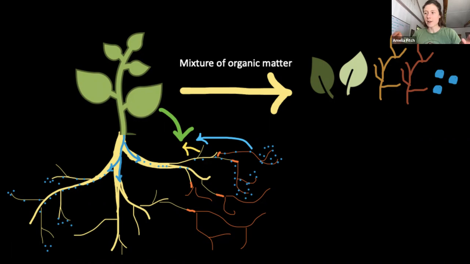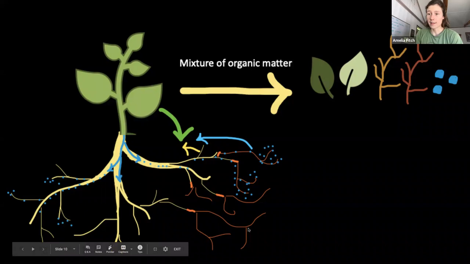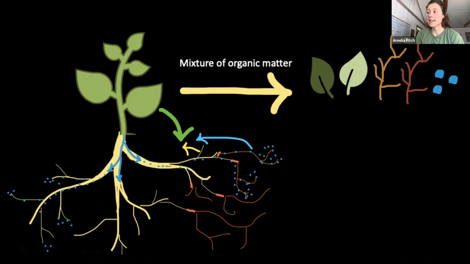And exude just means like secreting, like they're letting go of just a little bit of sugar out of their root tips. And also, we're going to come back to this in a little bit, but mycorrhizal fungi that are associating with the root tips of some plants also get the sugars from these plants. And they also release some of those sugars and amino acids, those plant photosynthates, to the soil.